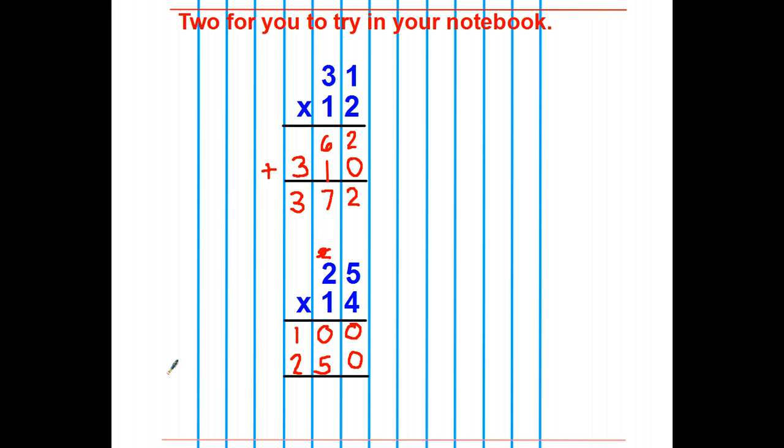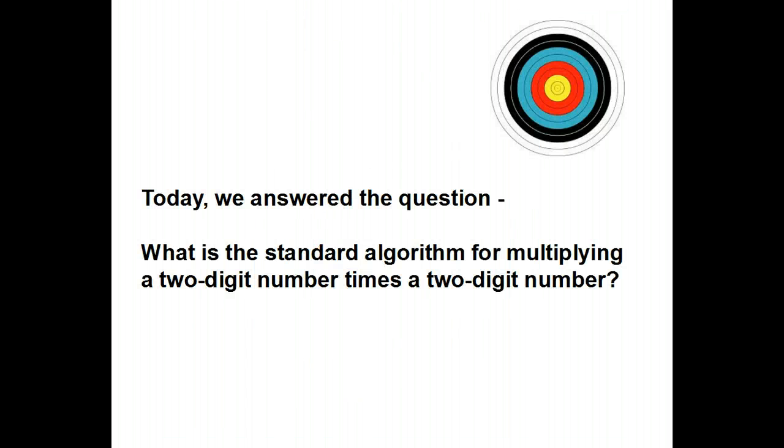And now your notebook looks like this. So we're ready then for the very last step. Stop the video one more time. And there we go. We've got a final answer of 350. So what have we worked on today? Well, we've worked on the standard algorithm for multiplying a two-digit number times a two-digit number. If it's still confusing you, that's okay. This is a big skill, and we'll be working on it all week. So have a good afternoon.